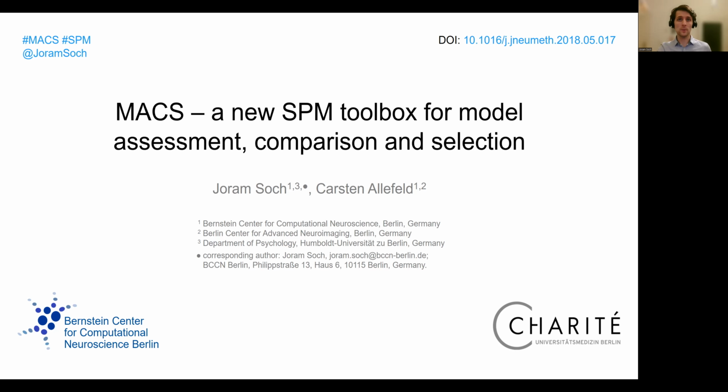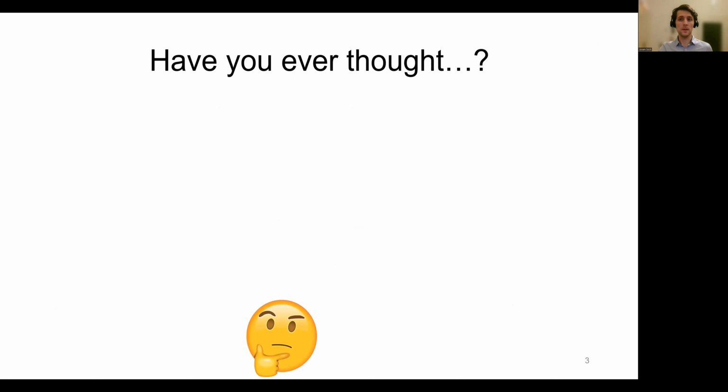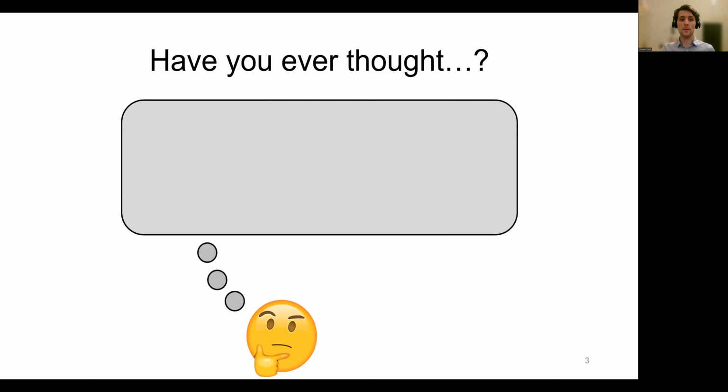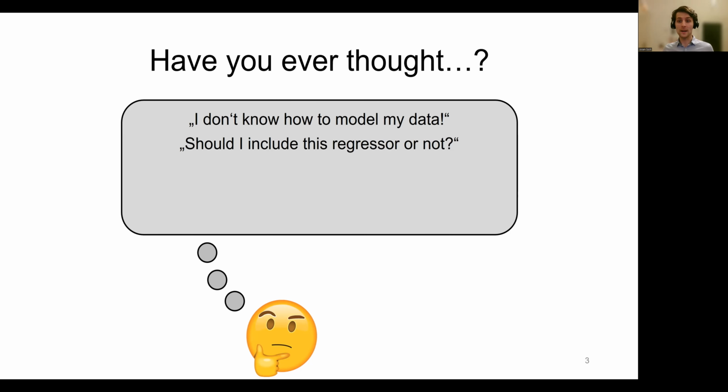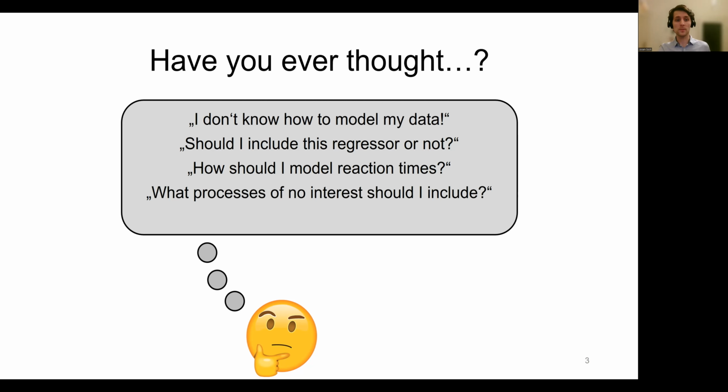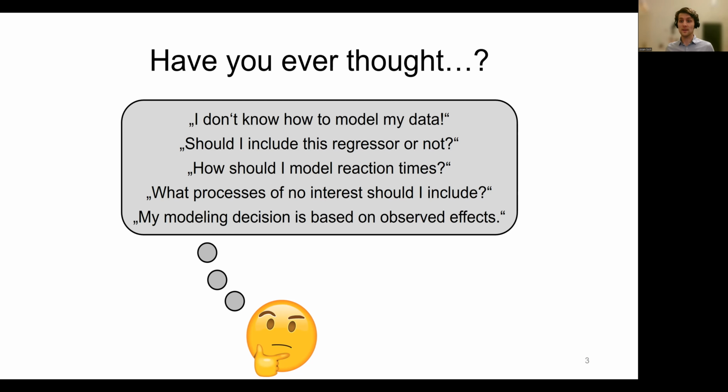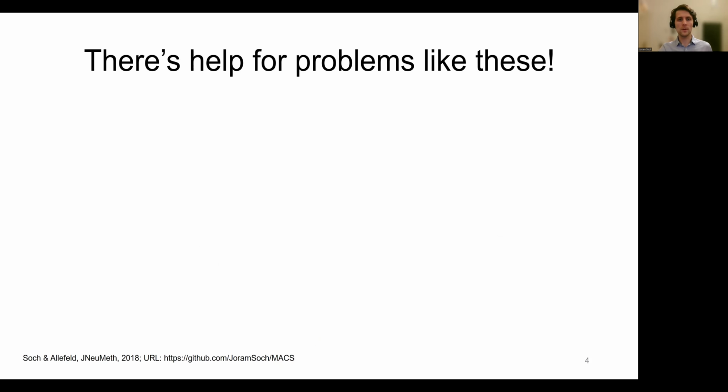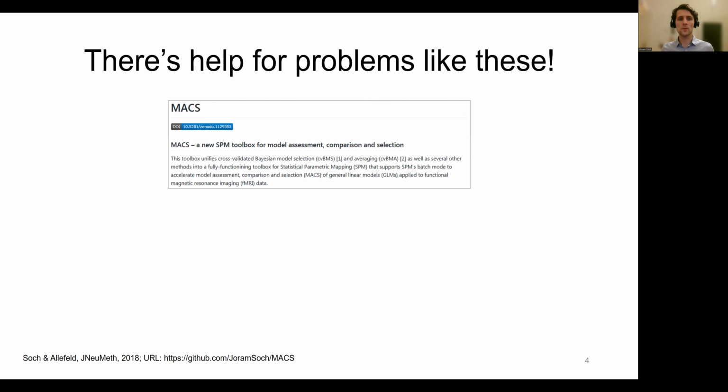So if you're working with fMRI, especially if you're analyzing your data with SPM, maybe you have previously thought something like this. I don't know how to model my data, or should I include this regressor or not? Or how do I model reaction times? What processes of no interest should I include? Or maybe even my modeling decision is based on observed effects, which is certainly not a very good situation.